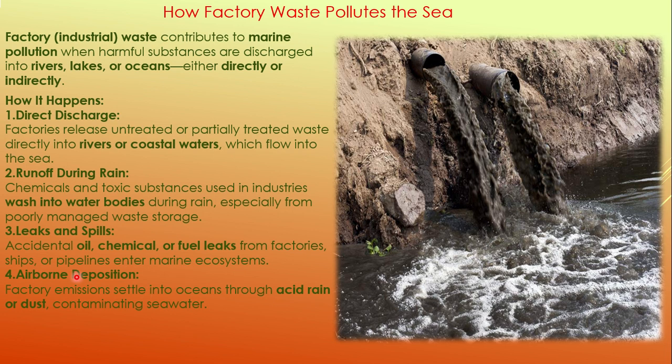Now airborne deposition. Factory emissions settle into the ocean through acid rain, dust, and contaminated seawater. Okay, a lot of pollution is released by the factory as smoke and other dangerous gases. So when rains come, these dirty gases become acid rain. This contaminated water comes on the earth, and this will dissolve in the sea. So this is also a reason how the sea is being polluted.